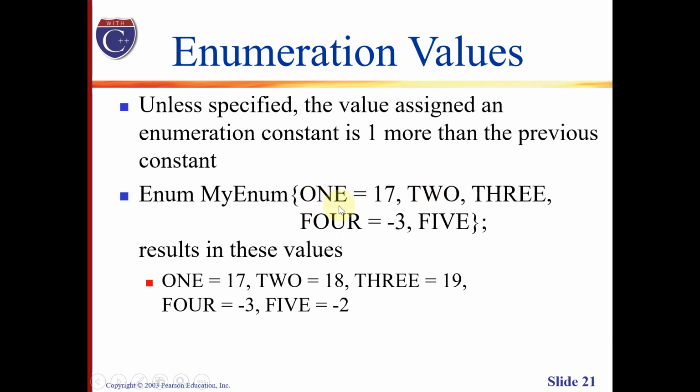Following the first constant, the next ones would be assigned values of 18 and 19. And for the next constant, since it's also assigned a certain value, then it would be plus 1. So therefore, it would be -2 following the -3.